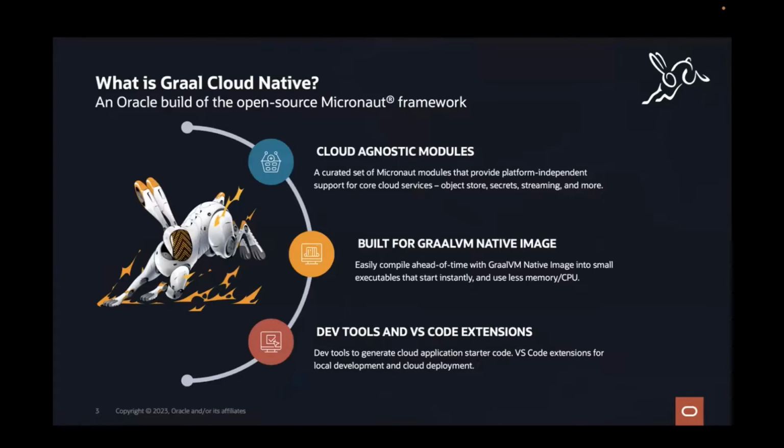So what is Graal Cloud Native? GCN, or Graal Cloud Native, is an Oracle build of the open source Micronaut framework. We take the source code from selected modules from the Micronaut GitHub repo and build it inside Oracle, test and upload the libraries to Oracle Maven, and then provide support for these modules and libraries.